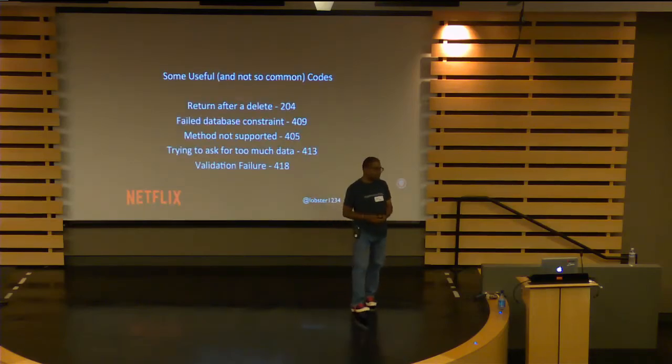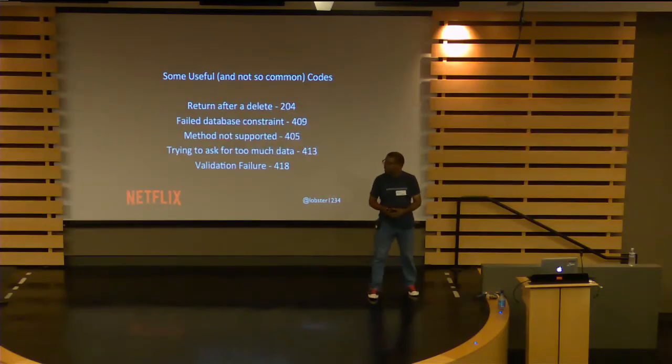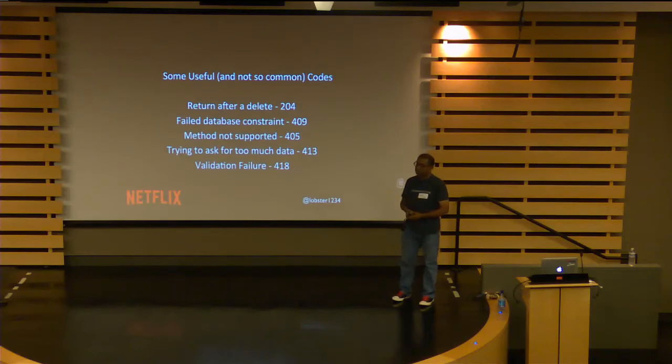These are probably some of the weird ones which you have noticed. What do you return after a delete? You return 204, no content. What if there is a failed database constraint? I'm trying to update a foreign key, or I'm trying to delete something which I cannot because it has a parent key constraint, or a database constraint, for example the field is too large. So 409 is conflict. You can return a 409 for that.